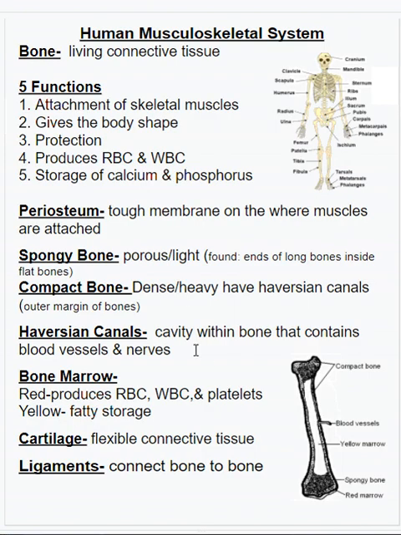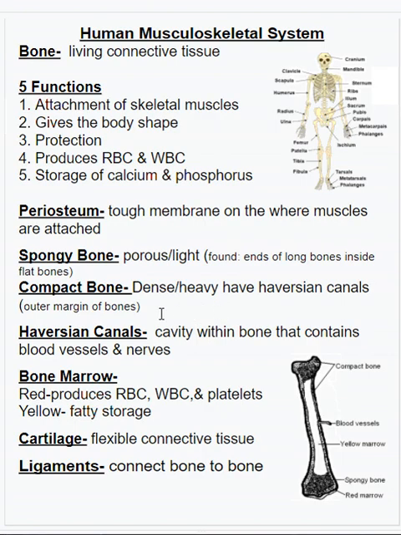Spongy bone is porous and light. It is found on the ends of long bones and inside of flat bones like the scapula or the hip. And compact bone is dense and heavy, and it will have haversian canals going through it. Usually it's found on the outer margin of the bone. And I'll switch over to show you on our skeleton what that looks like.